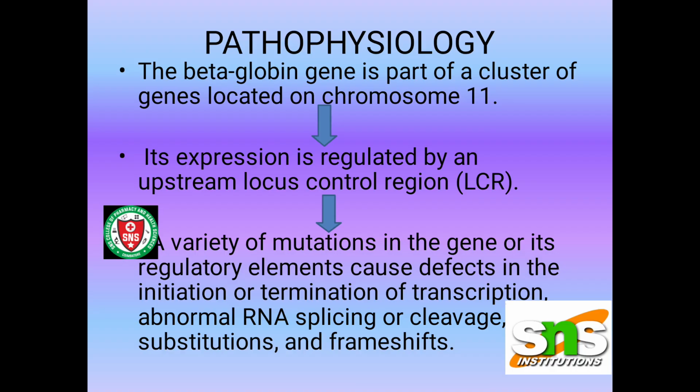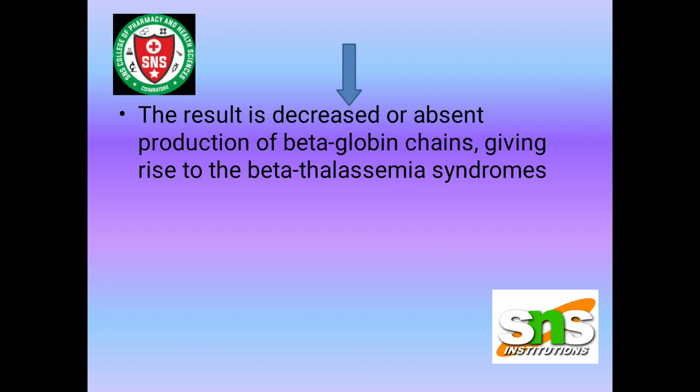And what about the pathophysiology? The beta globin gene is a part of a cluster of genes located on chromosome 11. Its expression is regulated by an upstream locus control region, that is LCR. A variety of mutations in the gene or its regulatory elements cause defects in the initiation or termination of transcription, abnormal RNA splicing or cleavage, substitutions, and frame shifts. The result is decreased or absent production of beta globin chains, giving rise to the beta thalassemia syndromes.